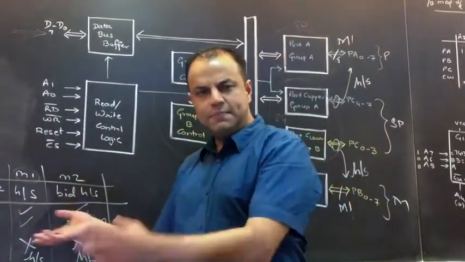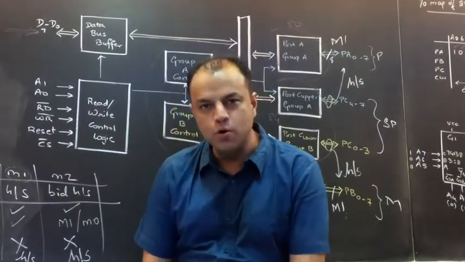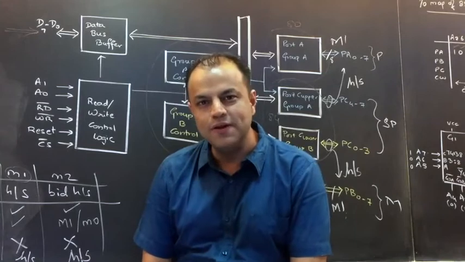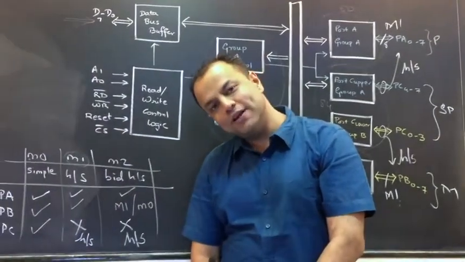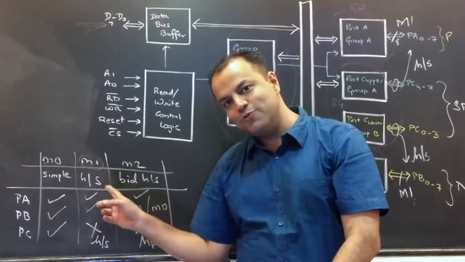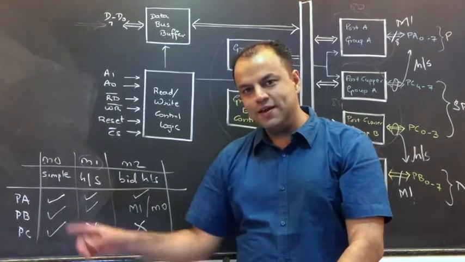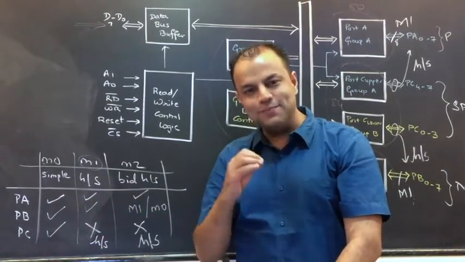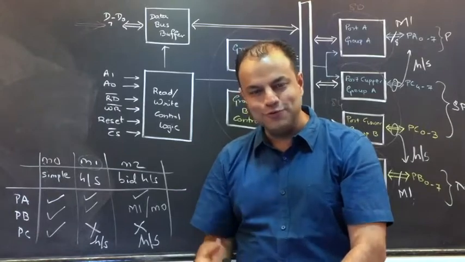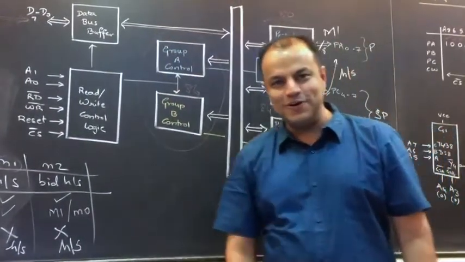So look here. Let me ask you this table in a different way. Which port can work in all the 3 modes? Port A. It can work in mode 0, mode 1, mode 2. Which port can work only in 2 modes? Port B can work only in mode 0 and mode 1. And port C can only work in mode 0. Otherwise, its lines are used for handshaking. Please tell me, did you understand? So that's your whole architecture. I hope you understood the architecture.